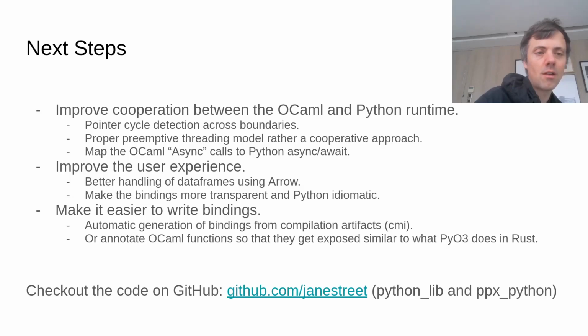Another way to get around that would be to annotate OCaml functions with some form of PPX, so as to decide that they're exposed to the Python runtime, and give some hints about how the parameters should be handled. That's what something like the PyO3 crate does in the Rust world.